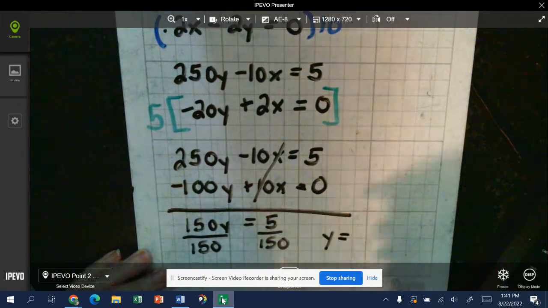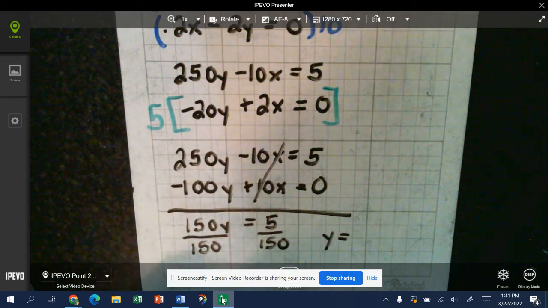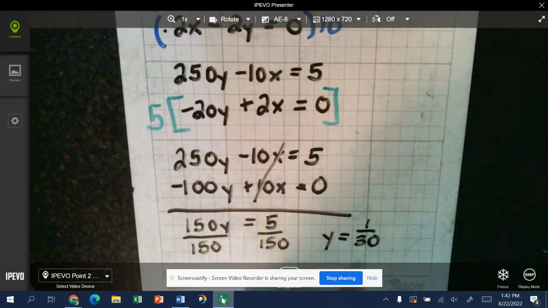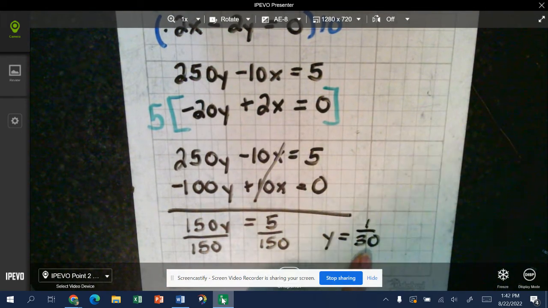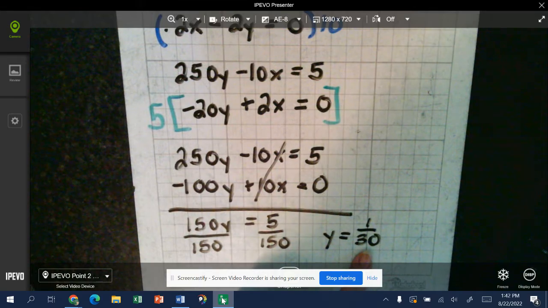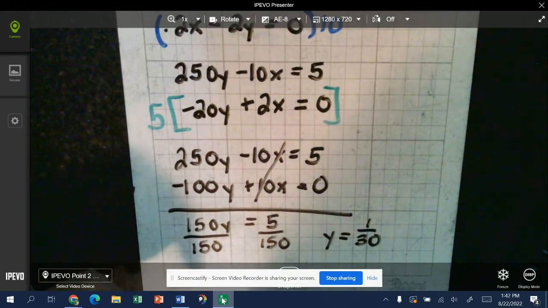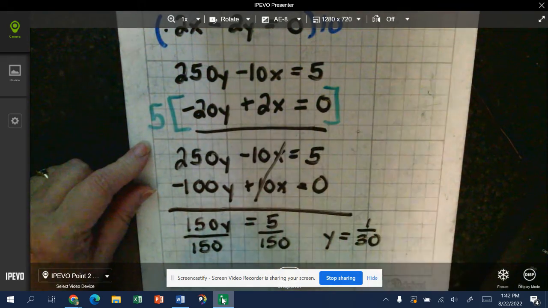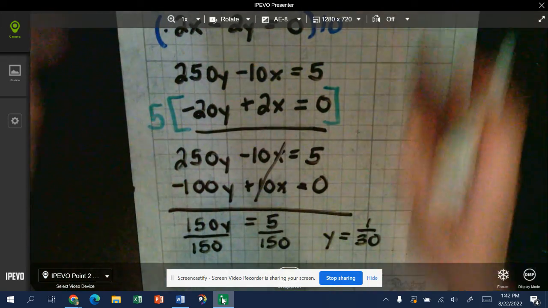So y is going to equal 5 over 150, but I can reduce that by dividing the top and the bottom by 5. So that'll be 1 over 30. So now I know that my y value is 1 over 30. But I need to find out what my x value is. Well, I can pick any of these equations and plug it in, but it looks like it would be easiest for me to plug it into this equation right here. So I'm going to do that.